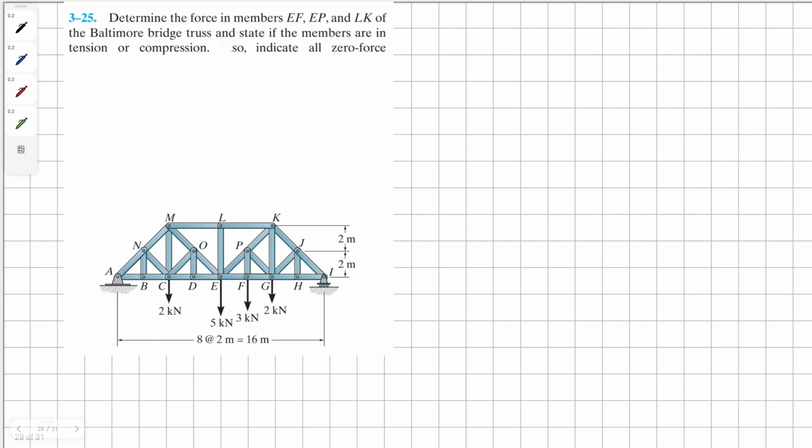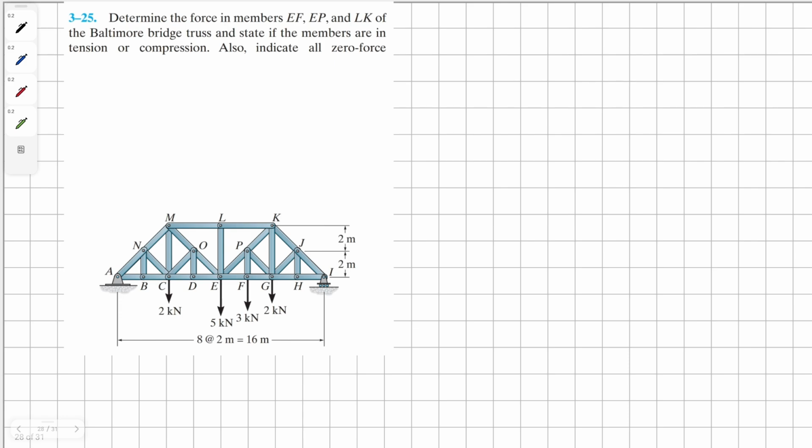Determine the force in members EF, EP, and LK of the Baltimore Bridge truss and state if the members are in tension or compression. Also indicate all zero force members. In order to solve this, let's first of all determine our zero force members.